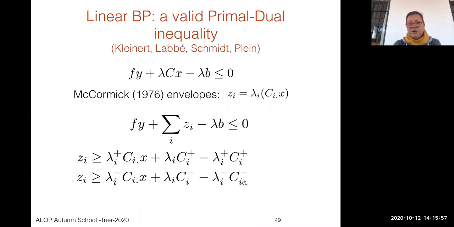Ci minus would be the minimum. So to determine it, you would have to solve an LP in which you minimize Cix under the constraint of your model. And here you have lambda i plus and lambda i minus, which are upper and lower bounds on lambda.